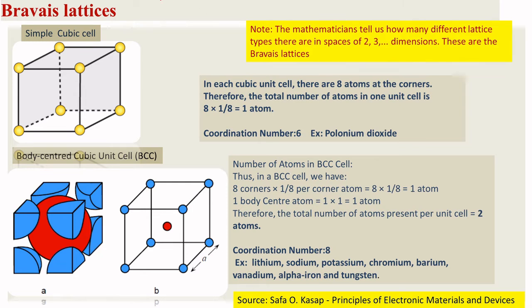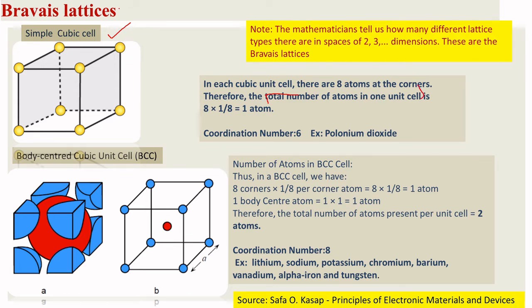Okay, the first we are going to discuss here is the simple cubic cell. When you say it's a simple cubic cell, you can see you have 8 corners. You can see 8 atoms at the corners. Now you want to find what is the total number of atoms in one unit cell.